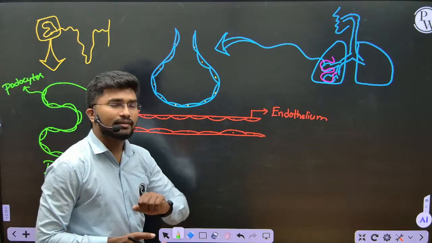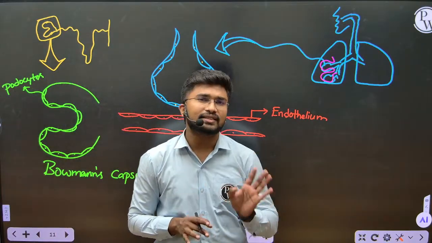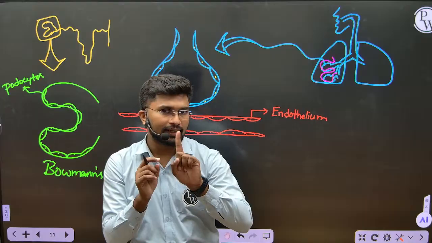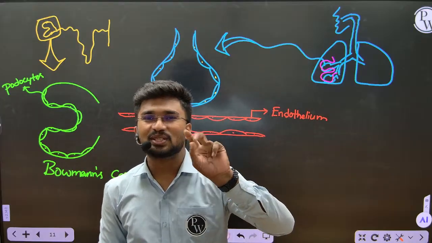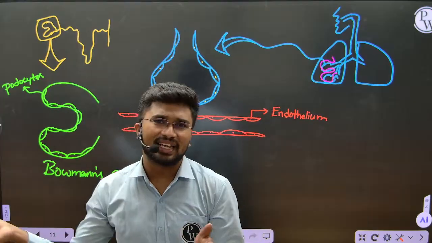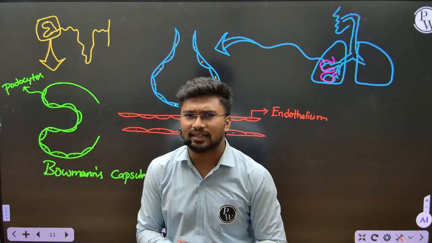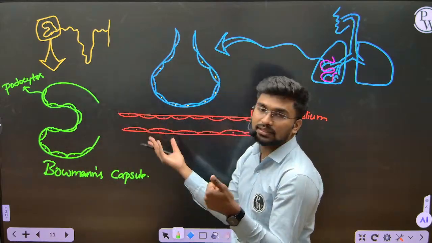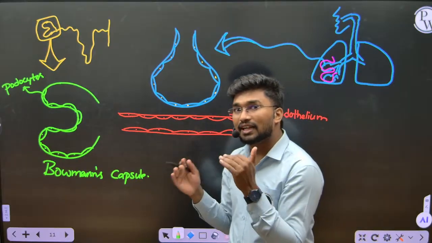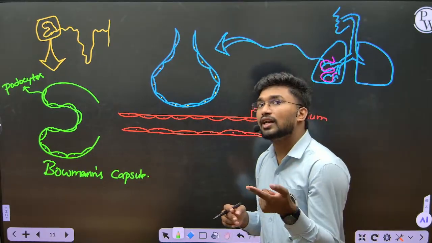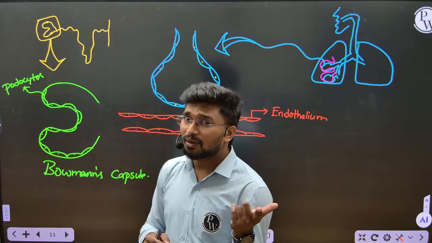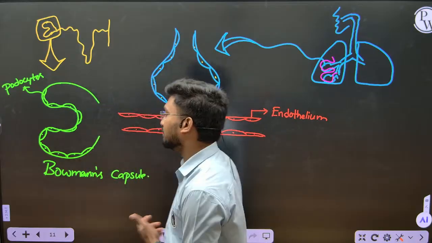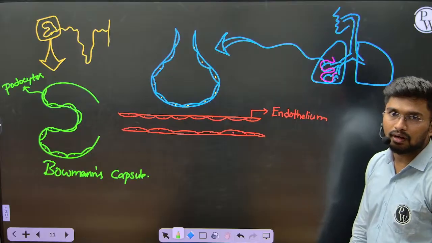What are we studying? We are studying tissues. There are 4 types of tissues: epithelial, connective, muscular, neural. We are studying epithelial tissue, which has 2 types: simple epithelium, if one layer is there, and compound epithelium, if multiple layers are there. Simple epithelium is again divided into types. One type we are studying is squamous epithelium, flattened cells with prominent nuclei. It is also called tessellated epithelium, also called pavement epithelium. Got it?